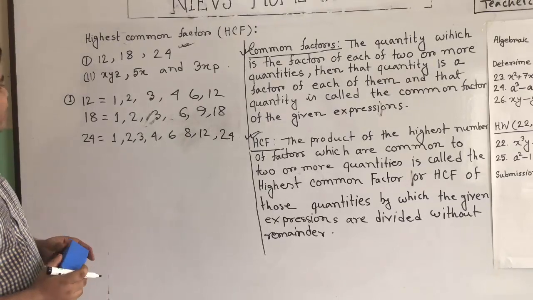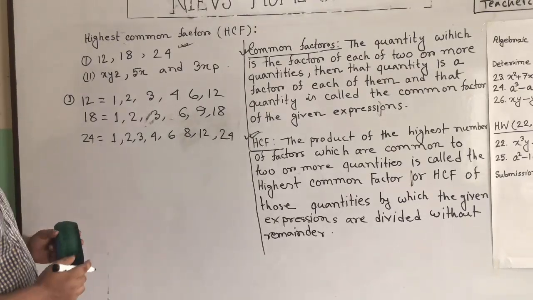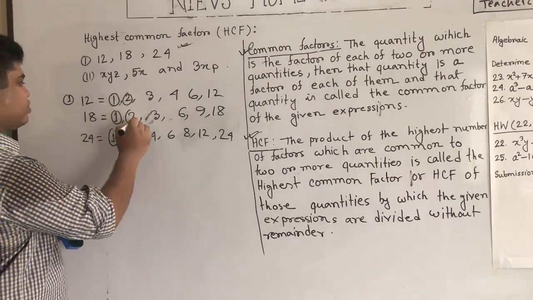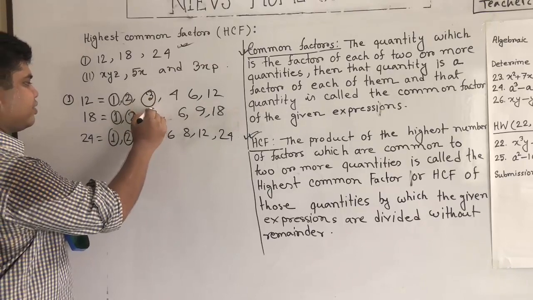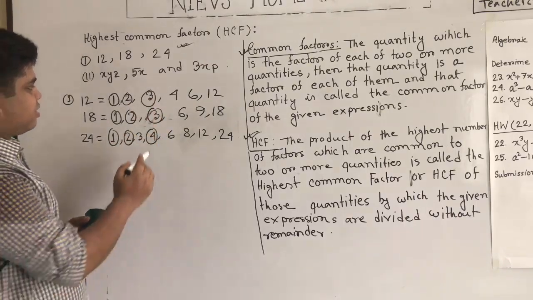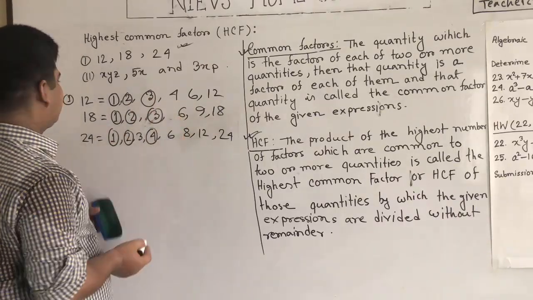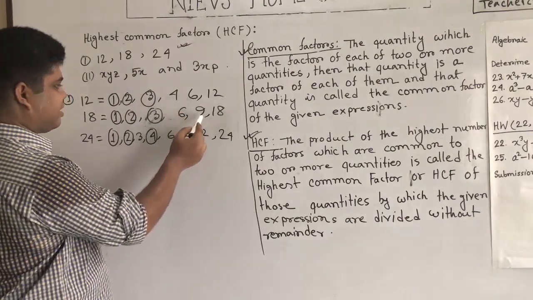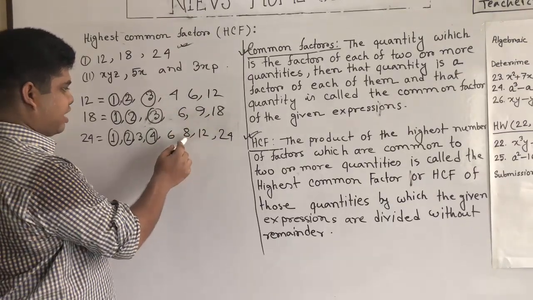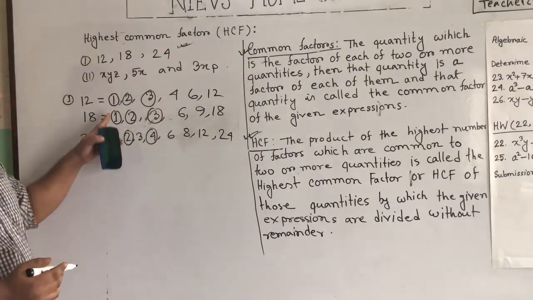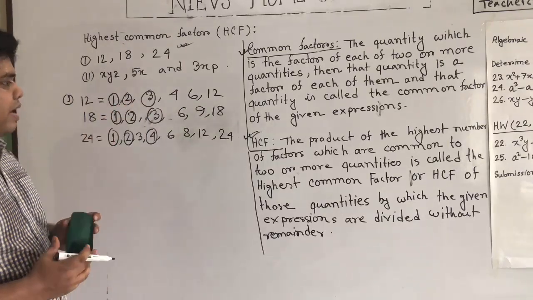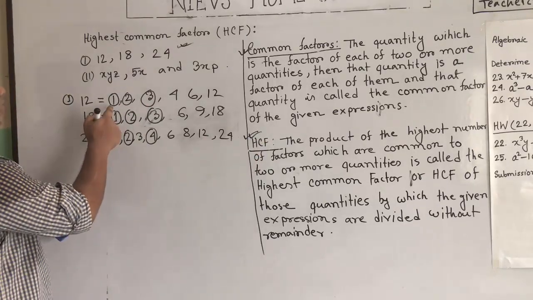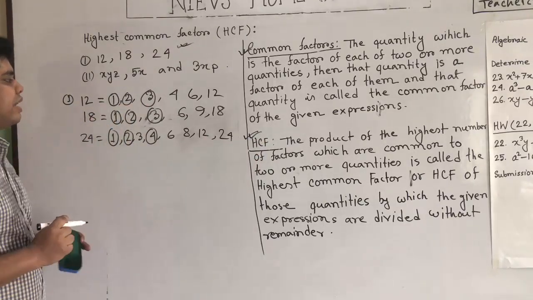Now we find out which numbers are common. 1 is common, 2 is common, 3 is common. But 4 is not common in the three numbers, and 6 is not common, as it is present in only two numbers. 12 is not, 9 is not, 8 is not. So the common factors are 1, 2, 3. But the highest common factor is the product of these numbers. That means we multiply 1 with 2, and 2 with 3. Then we get the HCF.